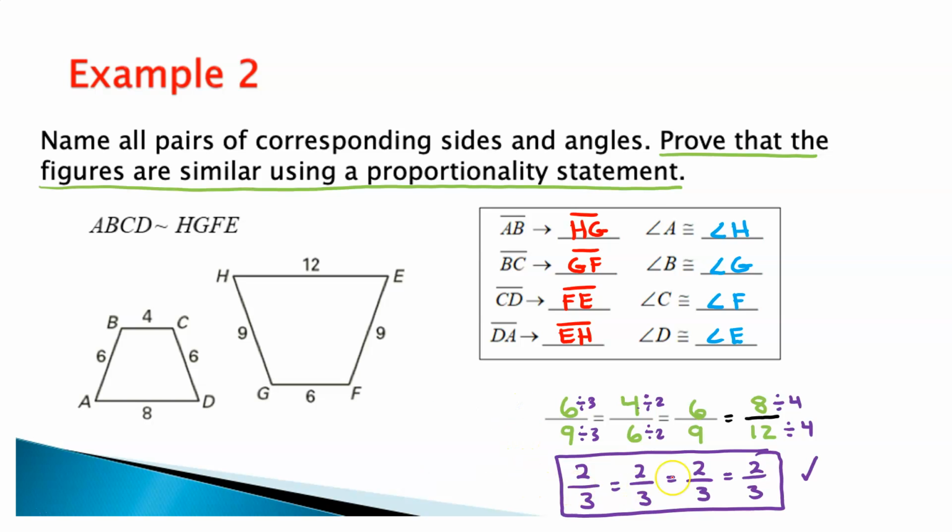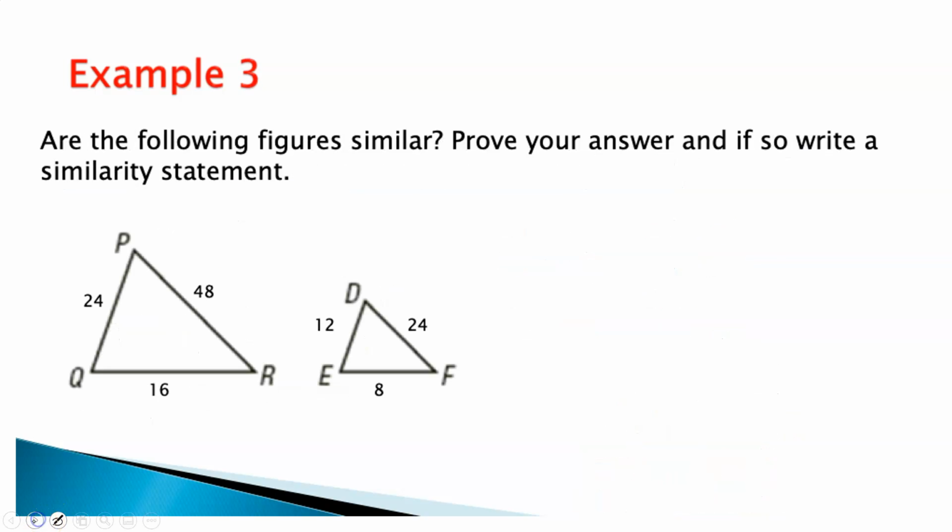If one of these was off, if I have 2/3 is equal to 2/3 is equal to 2/3, and then the last one was something like 2/4, then these would not be similar polygons. So let's go through and show this. Well, let me start by picking here this left side from P to Q. That is 24.